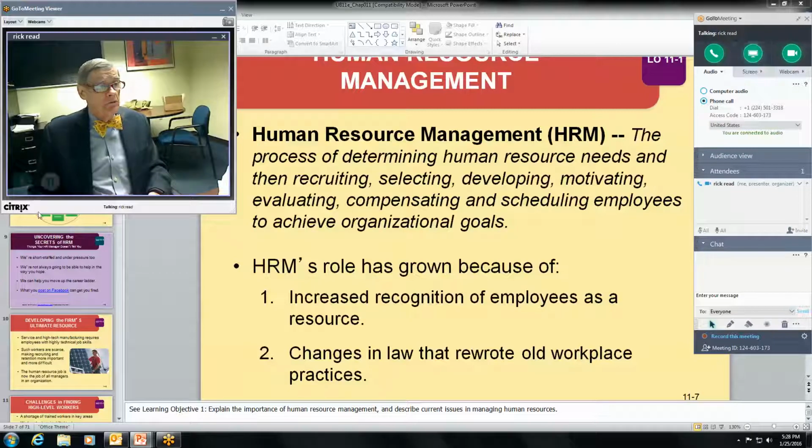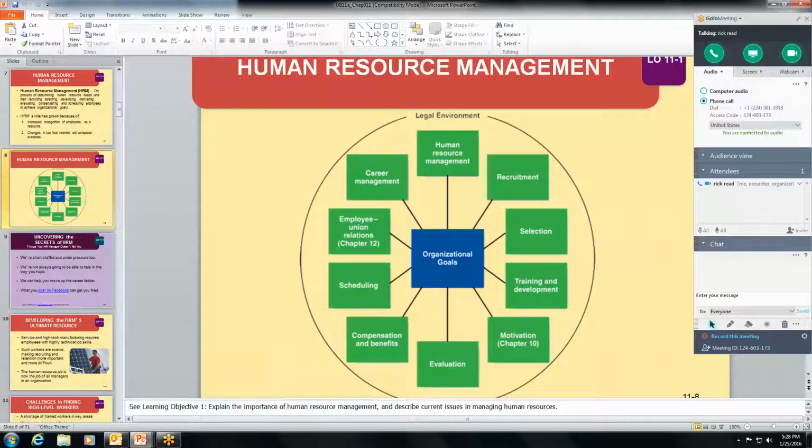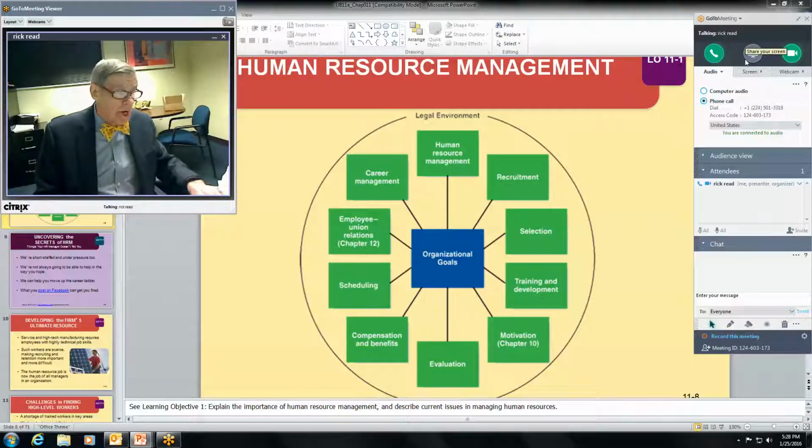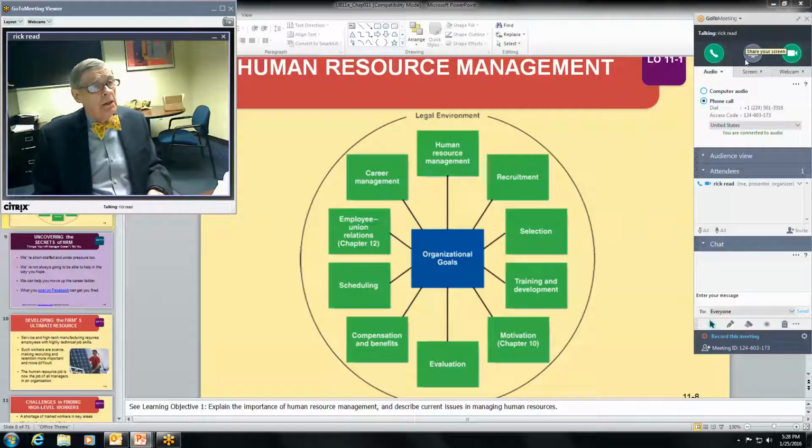I'm not going to go over this slide. You can see this. This is figure 11.1, your text on page 301. And it shows how human resource management spins off, if you will, organization goals and all the things that are part of human resource management.